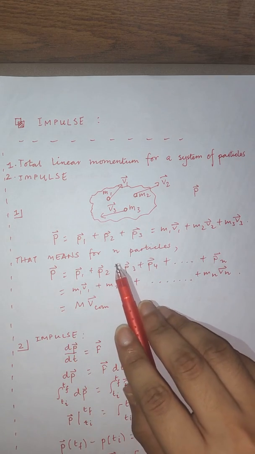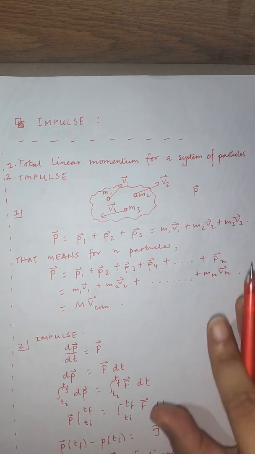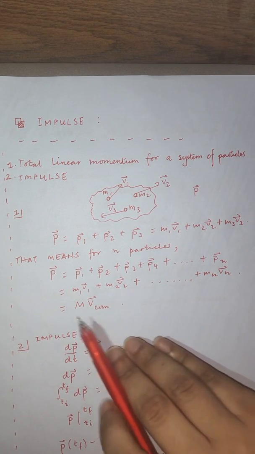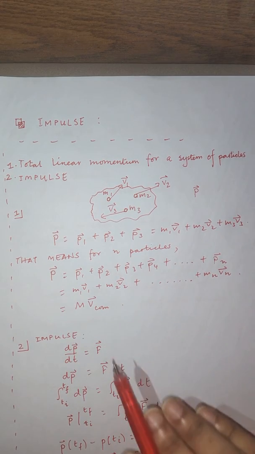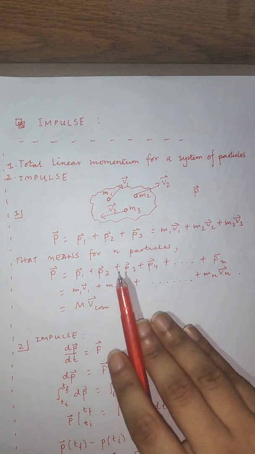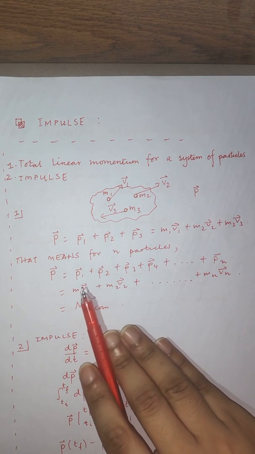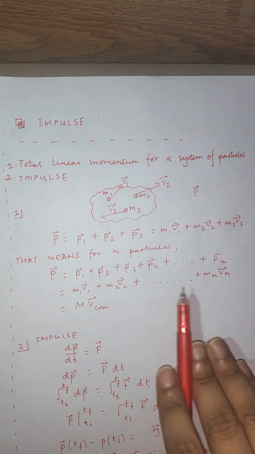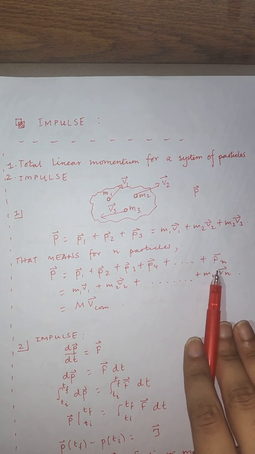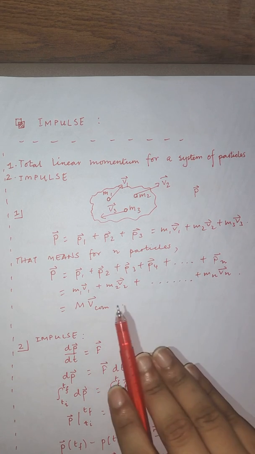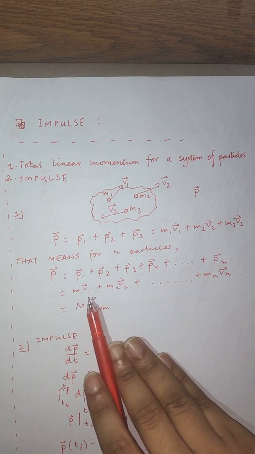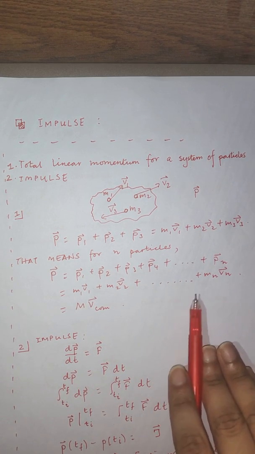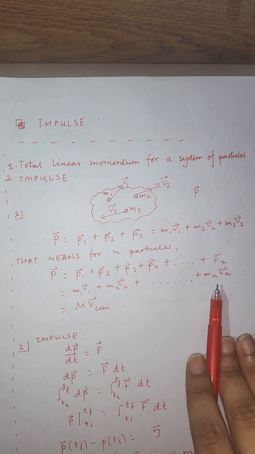That means for n particles, if we have a system where we have n number of particles, then the total linear momentum for that system containing n particles would be the summation of p1, p2, p3, p4, and we move on up to p sub n. This will then read m1 v1 plus m2 v2 plus m3 v3. It would keep on going till mn vn.